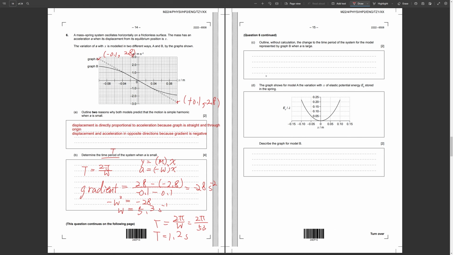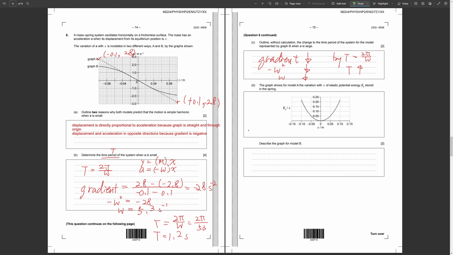In part C, we're going to deduce the change in time period when the displacement is getting larger and larger. The gradient is going to reduce. The gradient is negative omega square, so it's reducing, and therefore omega is reducing as well. By the equation of time period equals 2 pi over omega, the time period, however, is getting larger.